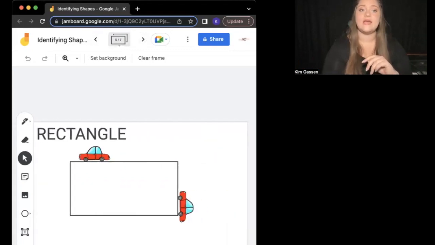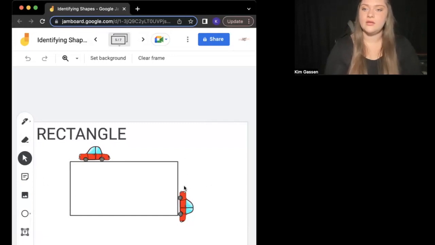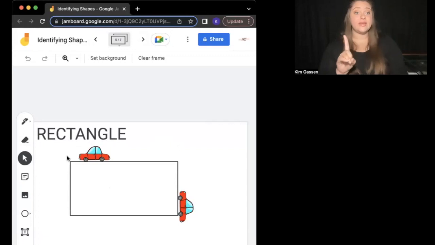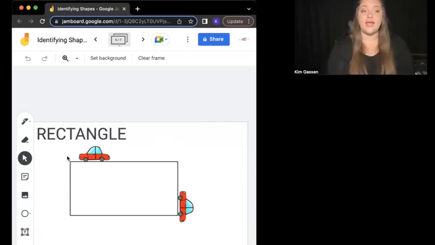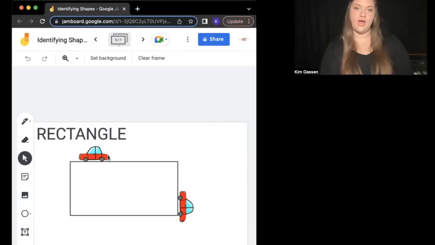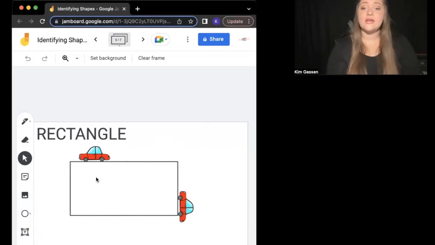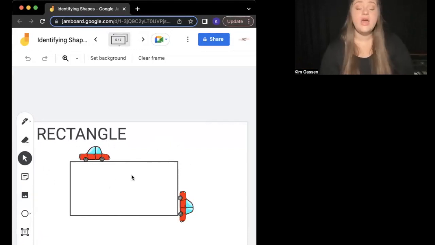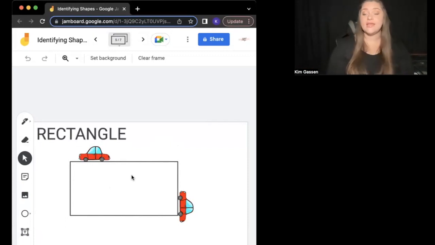Now, here is a rectangle. Just like a square, it has 1, 2, 3, 4 sides. But it's a little bit different, isn't it? A rectangle is more like, I'm driving, skirt, I'm driving, skirt, I'm driving, right? It has a little side and a long side, right? But it still has 4 sides and 4 angles or 4 turns.